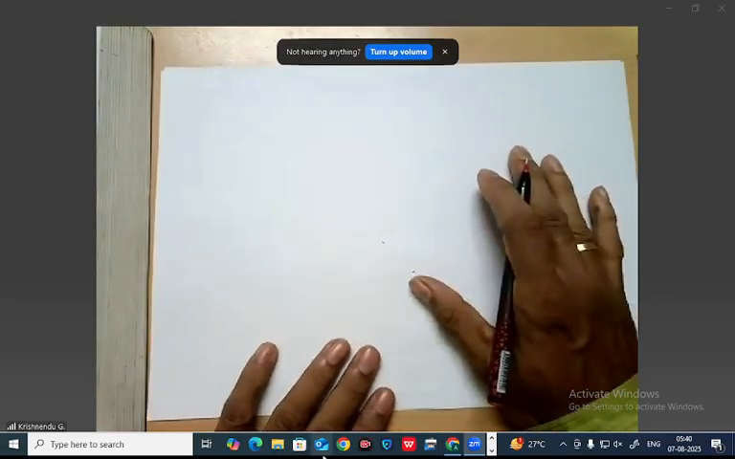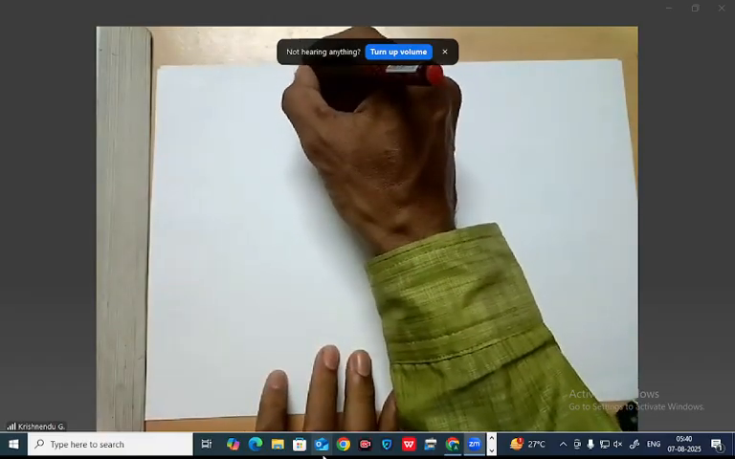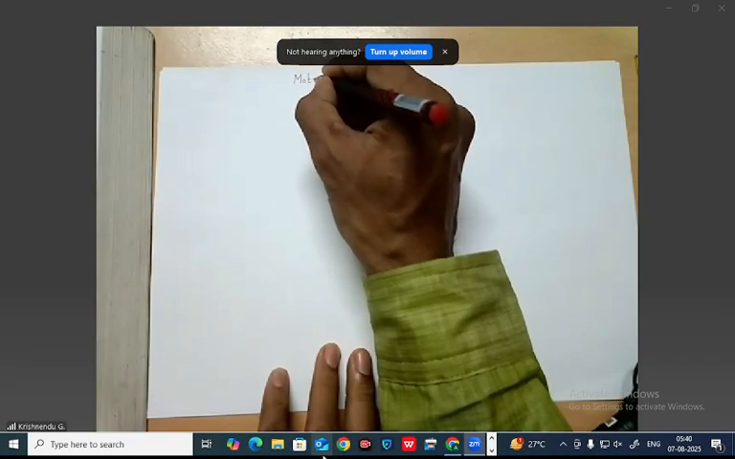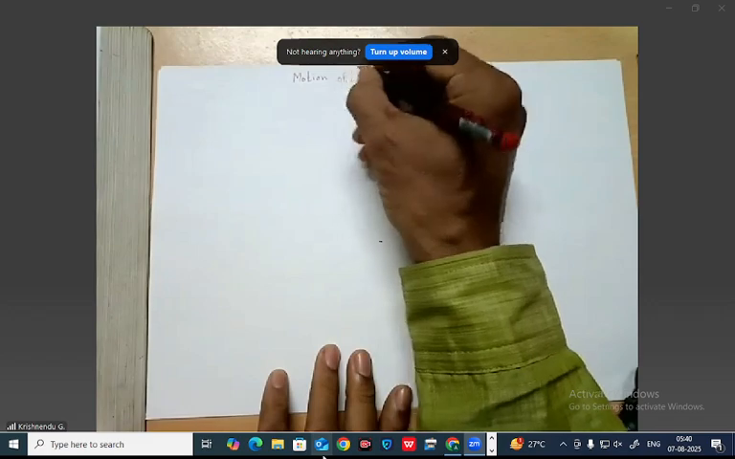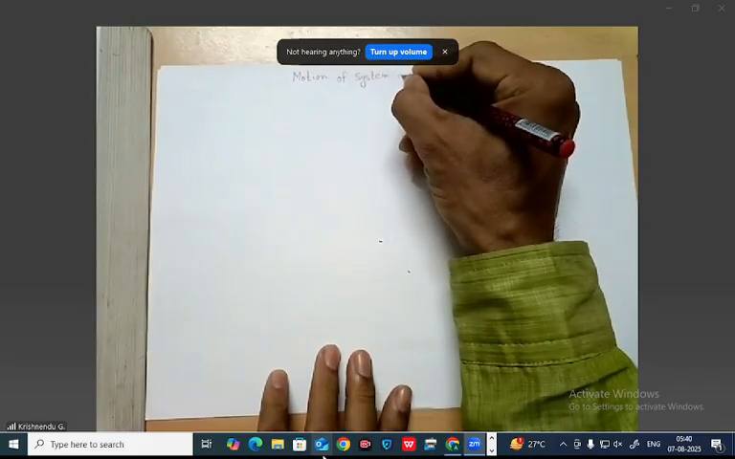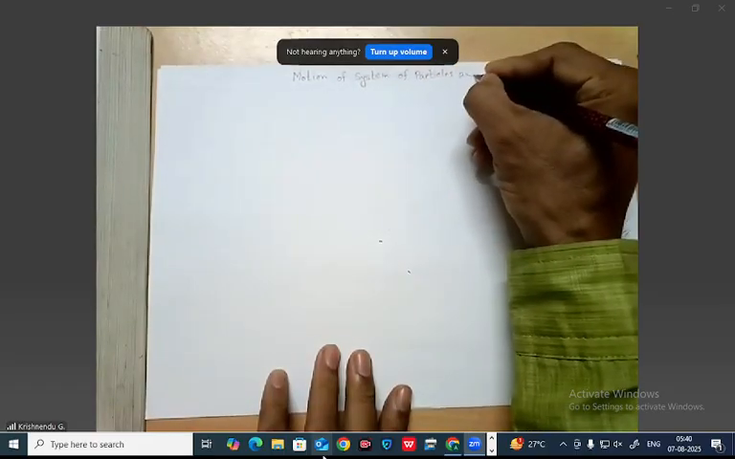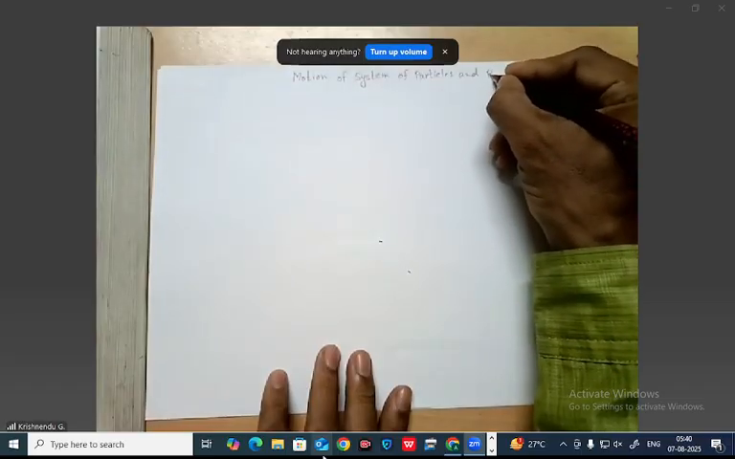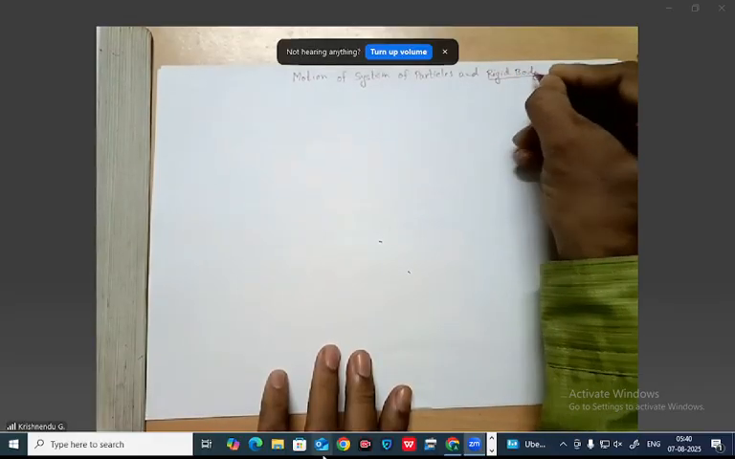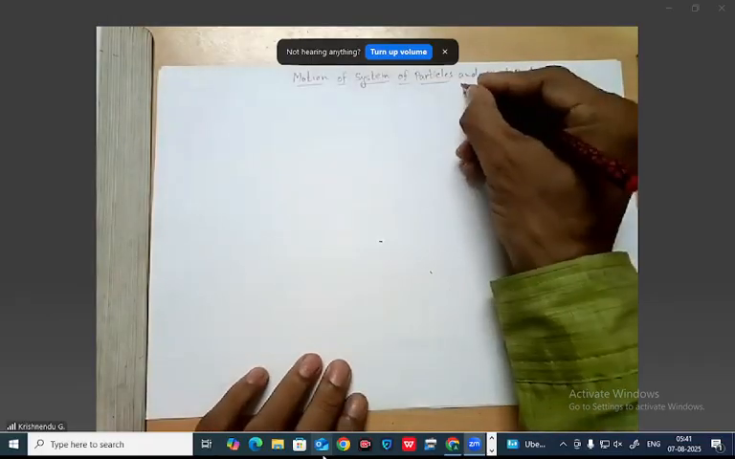Today we'll discuss motion of system of particles and a rigid body. We'll discuss this chapter, that is motion of system of particles and rigid body.